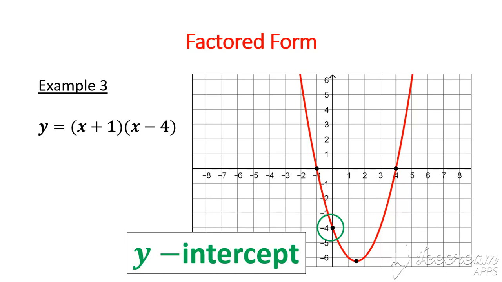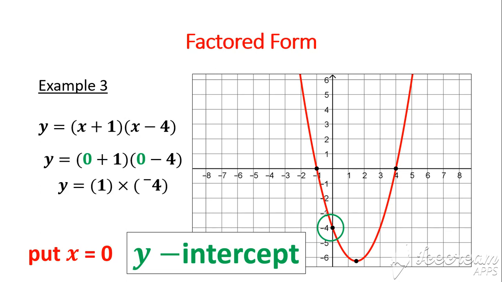How would you find your y-intercept if you didn't have the graph, just had the rule? Well, the easy way to find the y-intercept is to put x equal to 0. So write down the equation, but every time you see an x, put 0. So we're going to go 0 plus 1 in the first bracket, and 0 minus 4 in the second bracket. And in the first bracket, 0 plus 1 is 1. In the second bracket, 0 minus 4 is -4. So we're going to have 1 times -4, which is -4. That tells us where the y-intercept is by putting the value of x equal to 0.